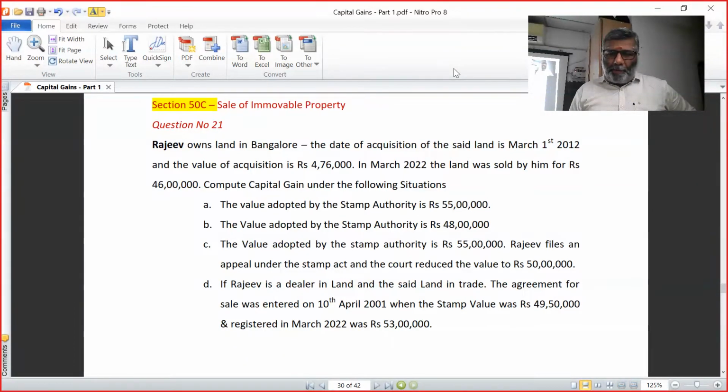A, value adopted by stamp authority is 55 lakh. B, value adopted by stamp authority is 48 lakh. C, Rajiv files an appeal under the Stamp Act and the court reduces the value to 50 lakhs. D, if Rajiv is a dealer in land and the said land is stock in trade. The agreement for sale was entered on 10th April 2021, not 2001, when the stamp value was 49,50,000, and registered in March 22 for 53 lakhs. Read through the question.